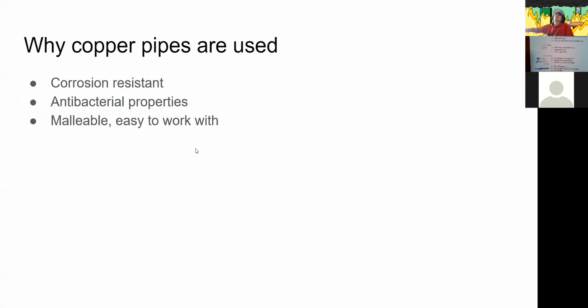So the reason why copper pipes are used is because they're corrosion resistant to neutral pH water, so they won't erode over time if the water is in a neutral area of pH. They have antibacterial properties, which prevent slime buildup and bacteria buildup. And they're also malleable and easy to work with because you can bend them a lot easier.